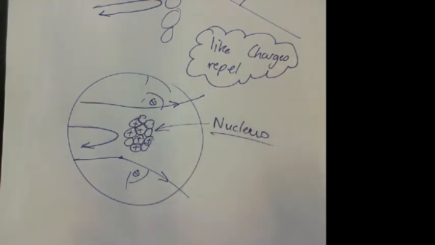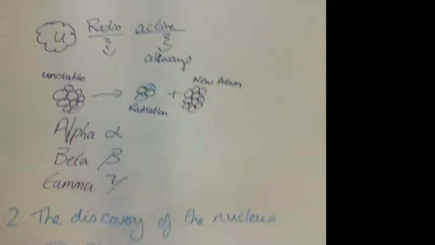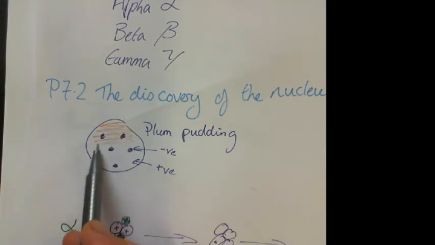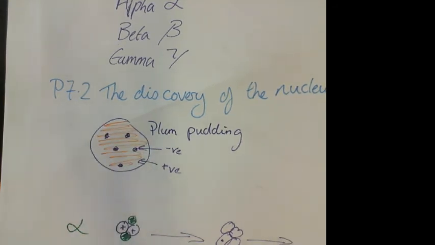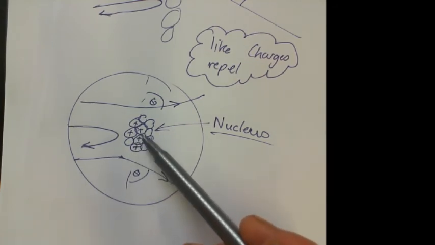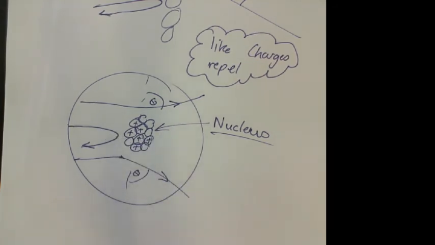So that was the first discovery of the nucleus. Up until then, he thought it was all spread out in a plum pudding model, where all of the positive charge was just spread out everywhere. So it had to be concentrated in one area so that there's enough in one place to repel the alpha particles.